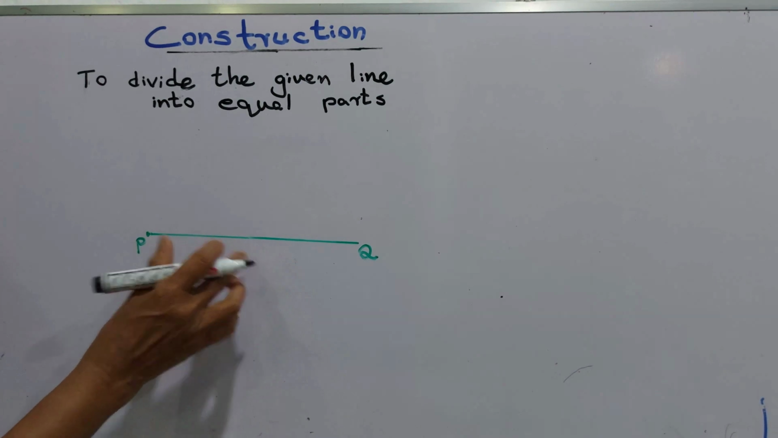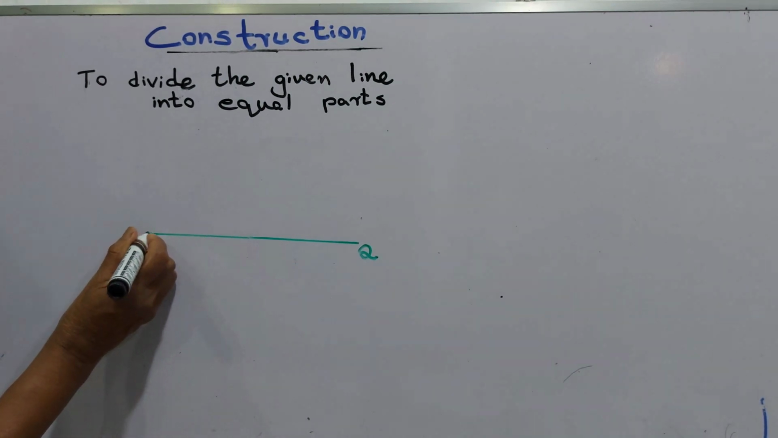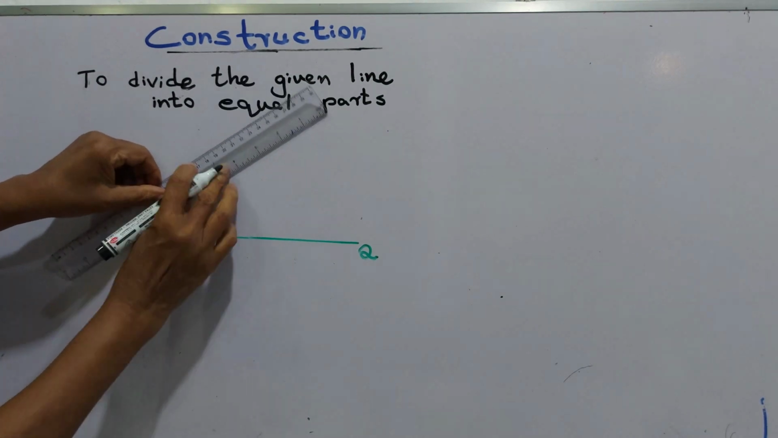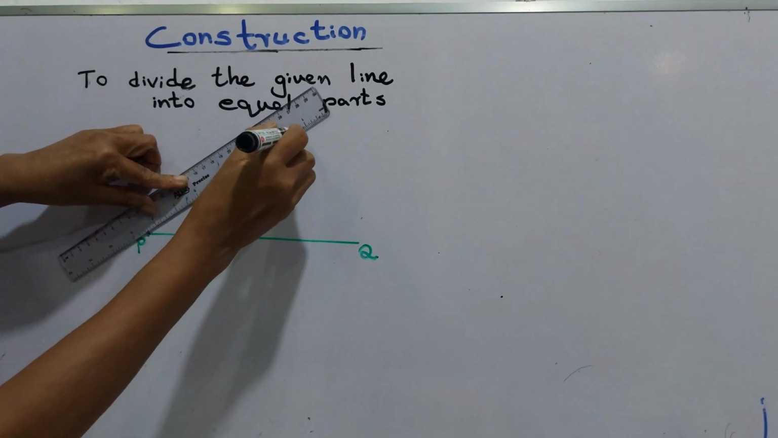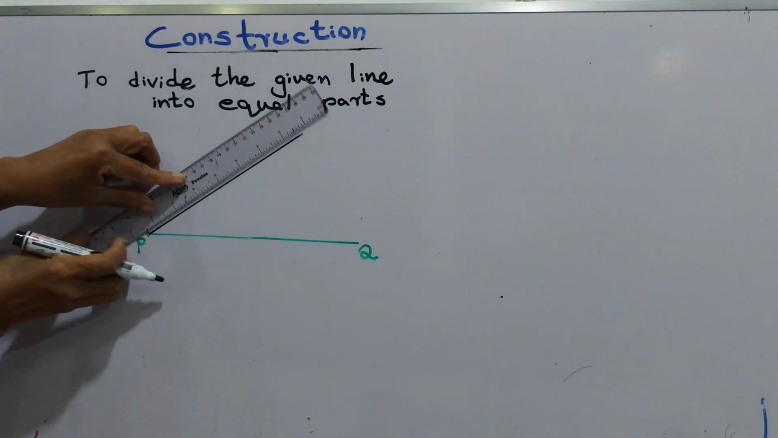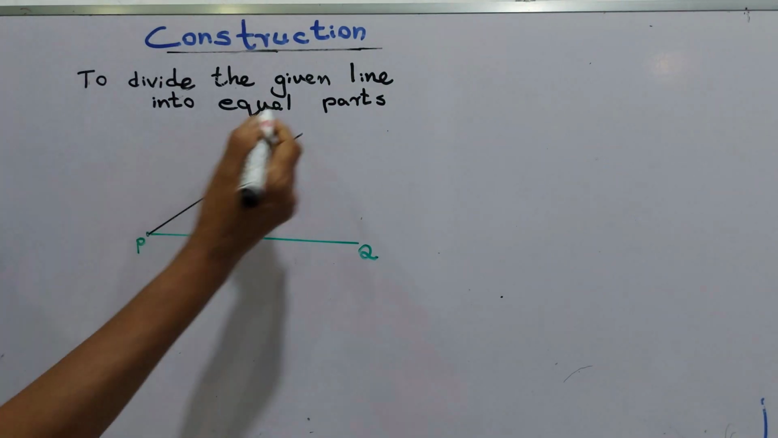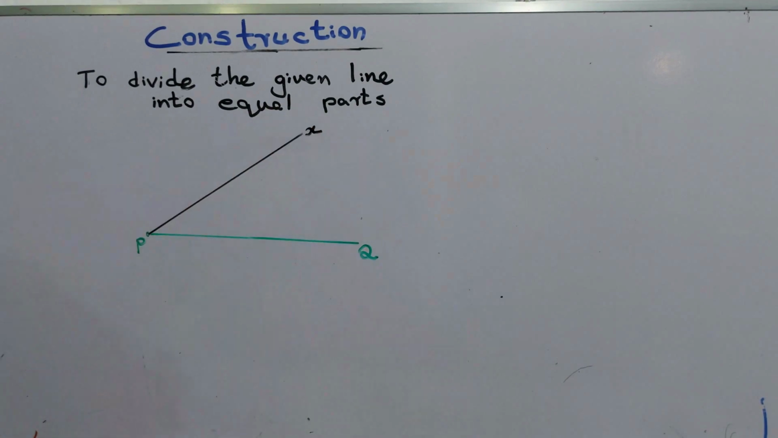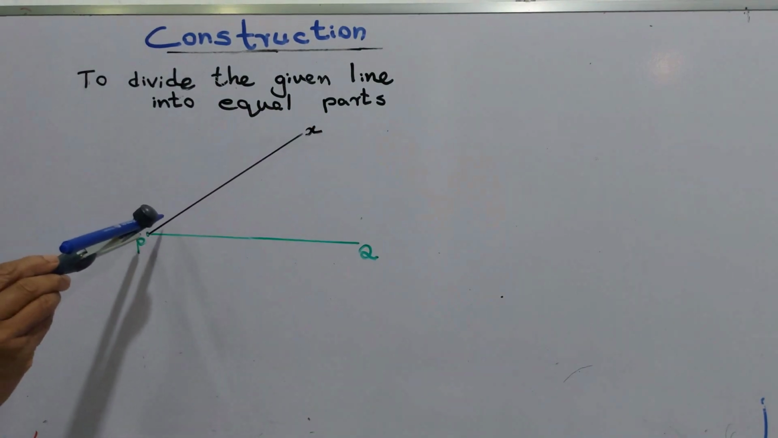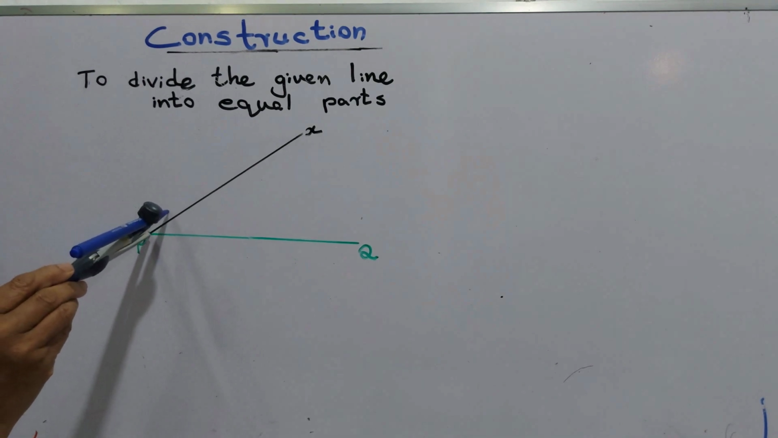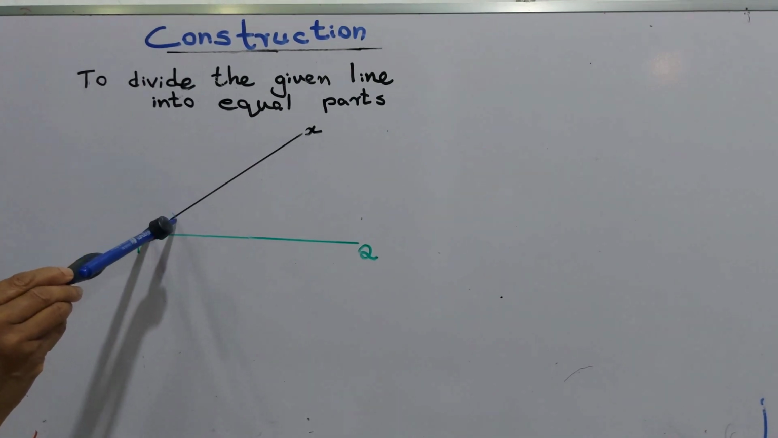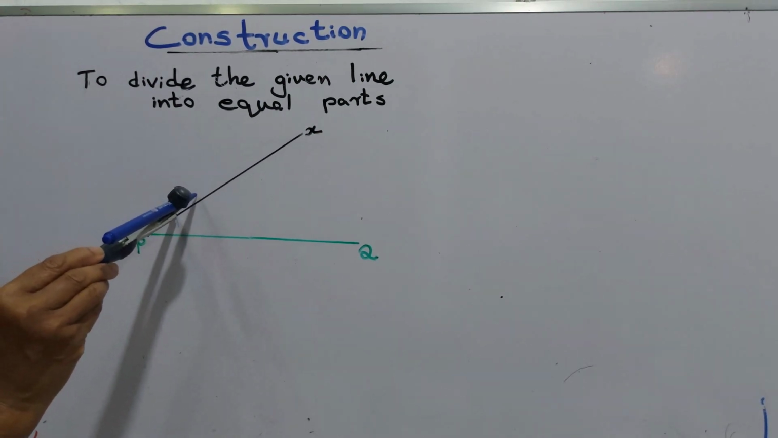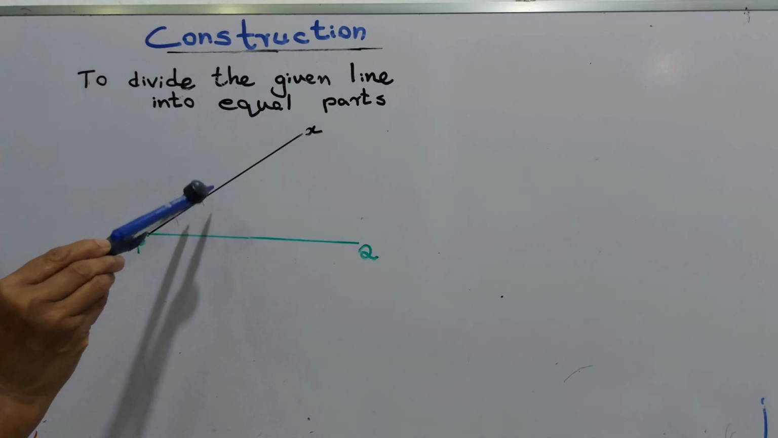First step is, start from P, draw any straight line. From P, draw any straight line like this. We'll name it as X. This is a straight line. Then take the compass, put the compass point on P, and mark this PX straight line into equal parts like this.